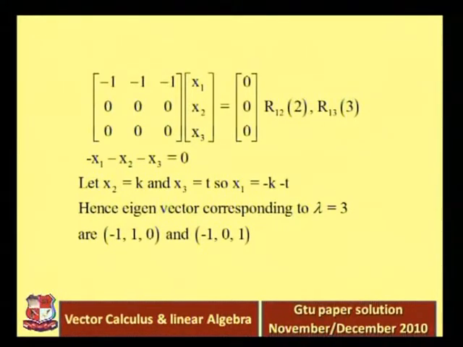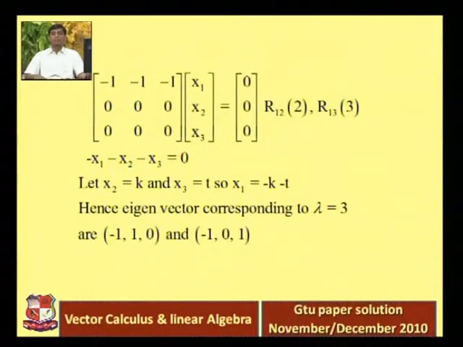In the second and third columns we don't have a leading entry, so we take x2 is equal to k and x3 is equal to t. Corresponding to the values of x2 and x3, you will get the value of x1, that is x1 is equal to minus k minus t. Hence the eigenvectors corresponding to lambda is equal to 3 are -1 1 0 and -1 0 1.